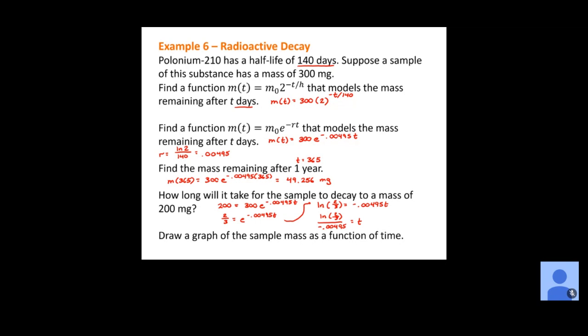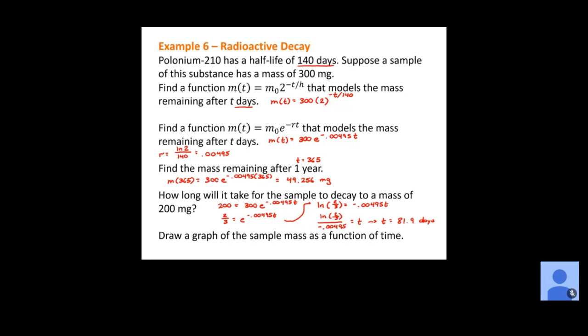So if we do that, this tells us that t is 81.9. And again, don't forget your units here. Since our t value was measured in days, this is actually 81.9 days for us to get to 200 milligrams.